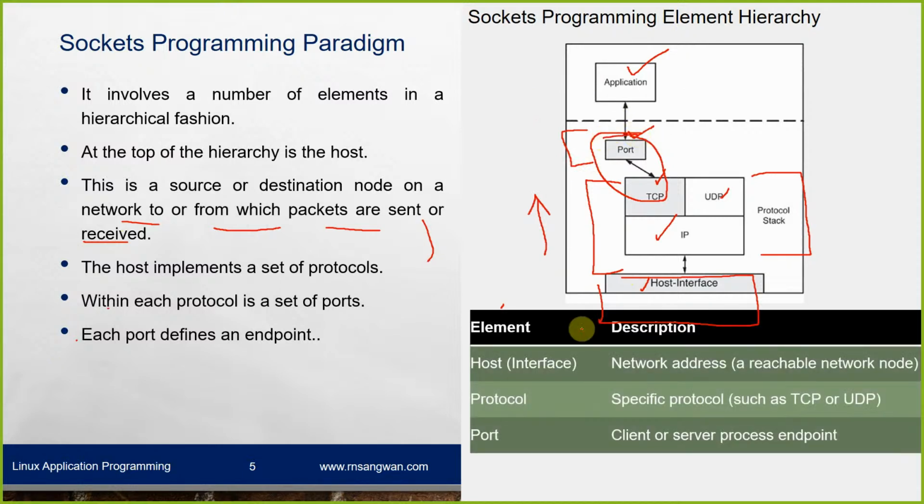By definition, the host interface has the network address. It is a reachable network node, the IP address. Then the protocol, a specific protocol like TCP or UDP, and the port is the client or server process endpoint, where the client or the server connects to.